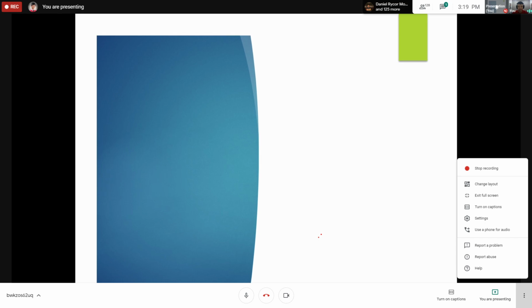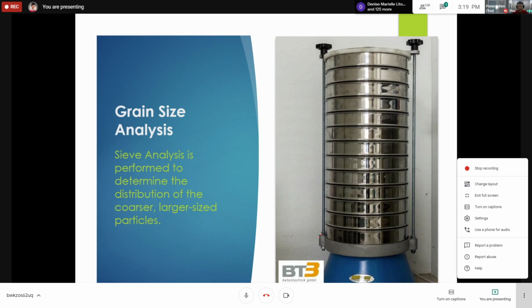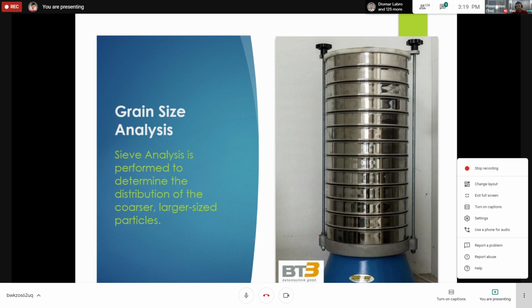Okay, so let's go first to the sieve analysis. So usually mechanical analysis of soil can also be called grain size analysis. That is the first one, the sieve analysis. So again, for coarser and larger sized particles.